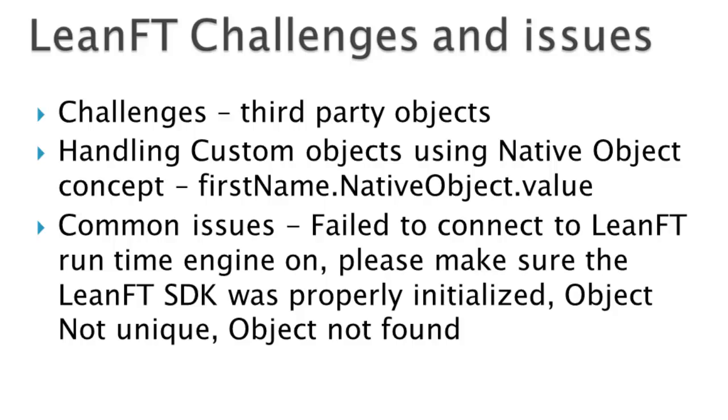So try to find properties that are very unique to that object, and then this exception will not come. Another exception that might come is object not found. This one comes up when the object is really not available in the application, or when you are giving an incorrect description, or the wrong properties and values, for identifying that object. So these are some of the LeanFT challenges and issues that you might face while doing automation with LeanFT. Make sure that you are aware of those issues.